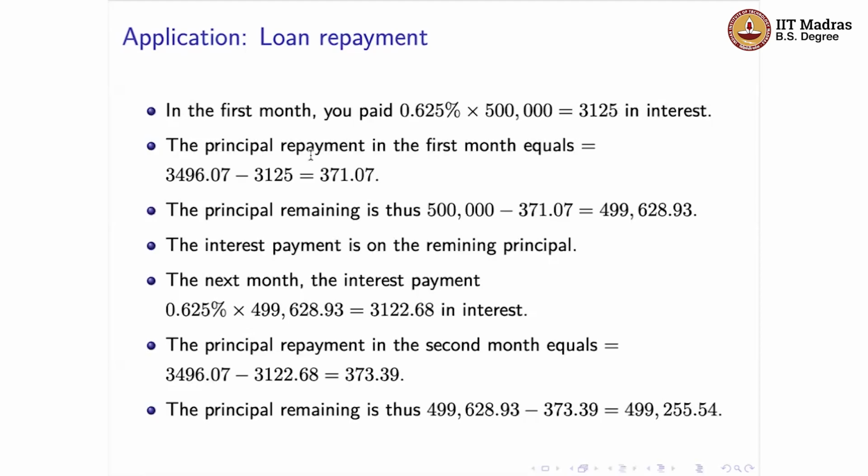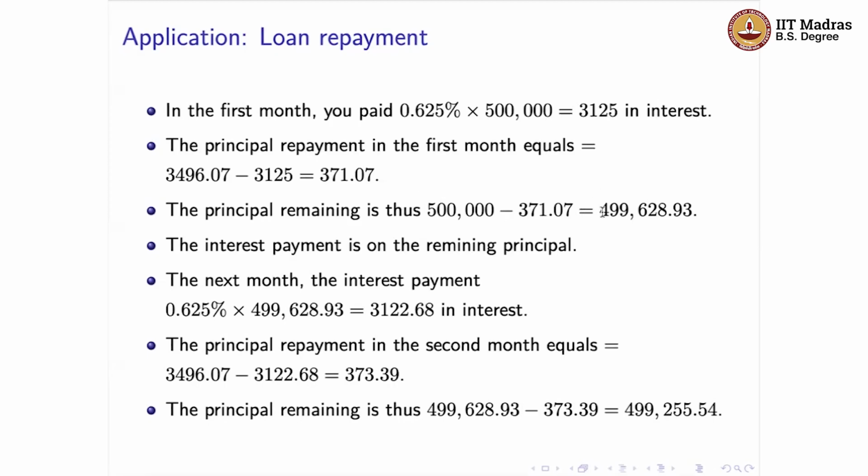Now, what this does is that because you have paid off the principal 371.07, the next time that you are repaying, the amount that is remaining corresponds to 5 lakh minus 371.07, which if you do the calculation is around 499,628.93. So this is the amount of principal that is remaining, and you now have to just pay interest on this principal and not the whole one, right?